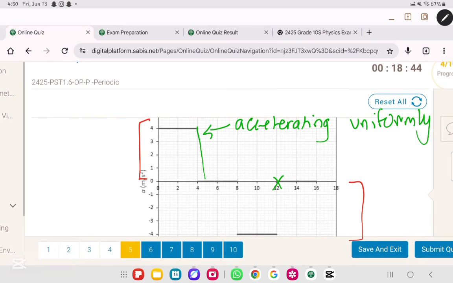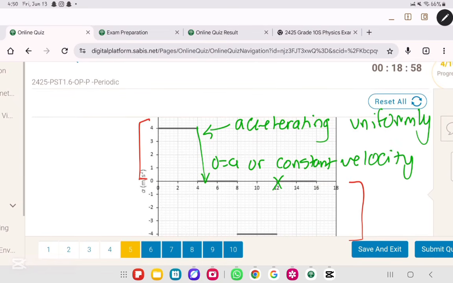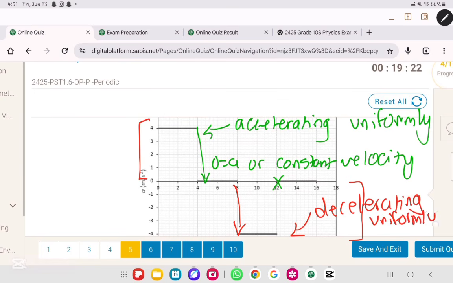And then it goes to what? It goes to 0 acceleration or constant velocity. So at first it had an acceleration, which is 4 meters per second squared. It was accelerating uniformly. Then it became a constant velocity. Then after becoming a constant velocity, its acceleration is negative. So it's not accelerating, it's decelerating. Decelerating uniformly. All right. And then it goes back to 12, which is the final point.